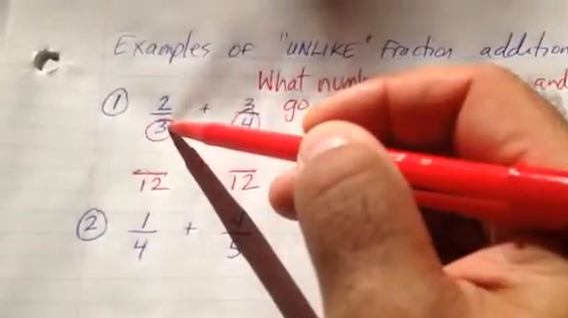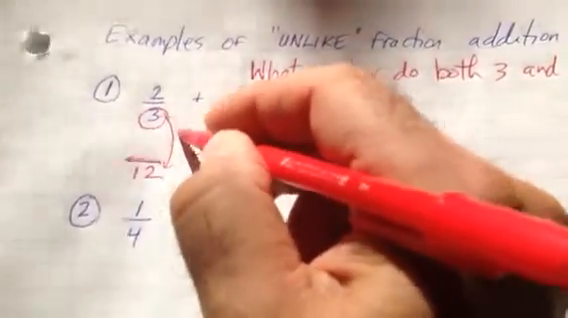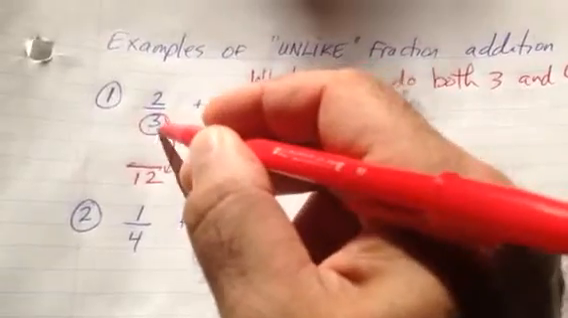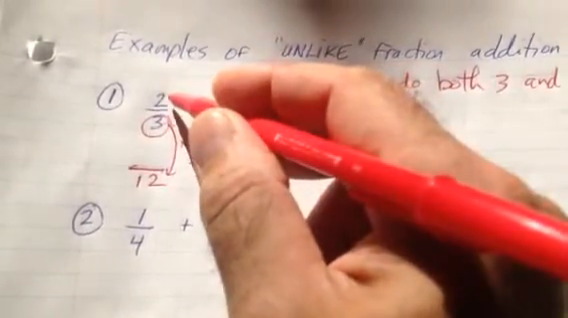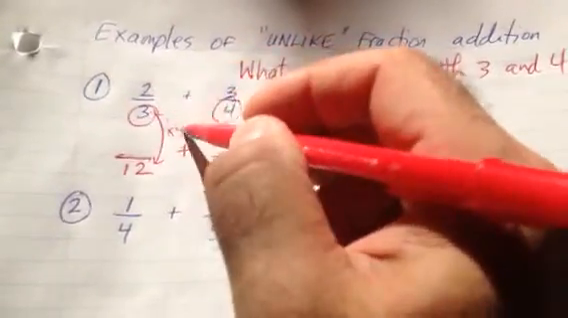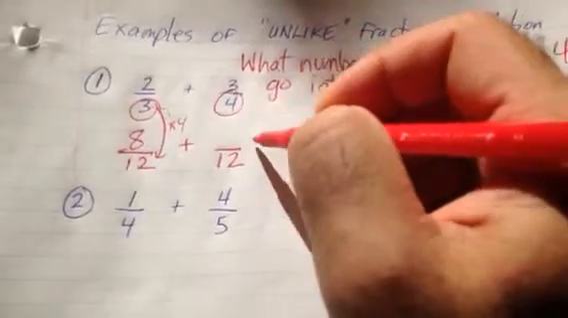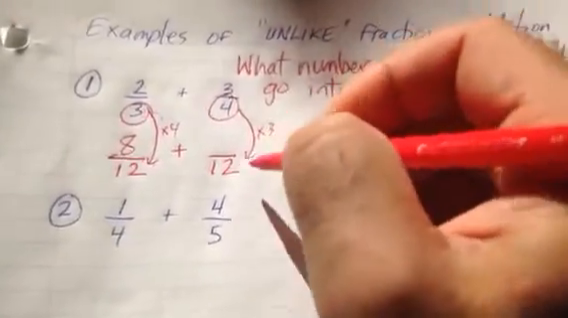So 3 goes into 12 4 times, right? So that means 3 times 4 is 12. So whatever I do there to this bottom number, if I change it to a 12 and I multiply it by 4, I have to do the same to the top number. So 2 times 4 is 8, and that's what goes up there. 4 goes into 12 3 times. So 4 times 3 is 12.